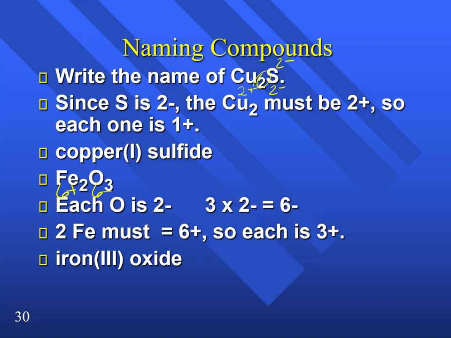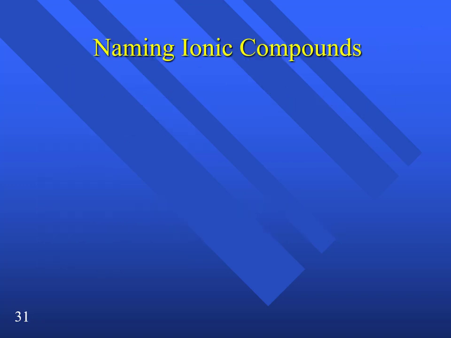It works about 75% of the time. I mean, if I gave you this, you'd be tempted to say lead 2 oxide. But it's not lead 2 oxide. Because oxygen is 2 minus. It's a total of 4 minus. It's 4 plus. It's got to be lead 4 oxide. See, 75% of the time it works. And it worked on these cases because they didn't have to simplify.